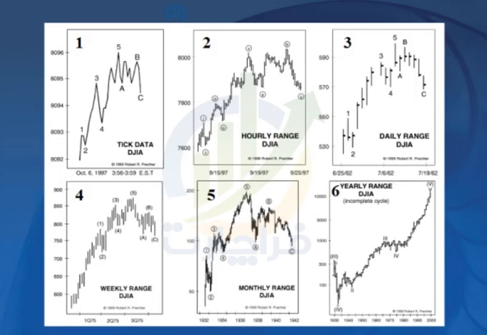We showed how the basic structure of the wave principle, 5 waves up and 3 waves down, is similar at all degrees of observation. In other words, it's a robust fractal, which means it's similar but not exact.